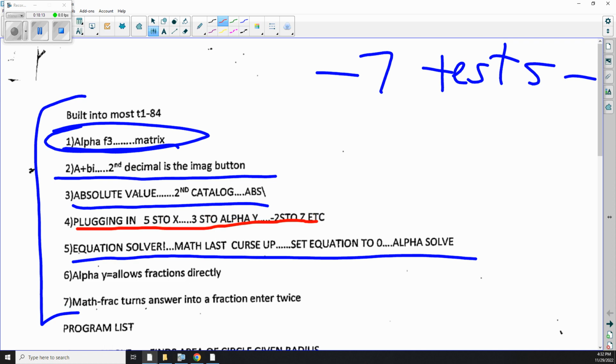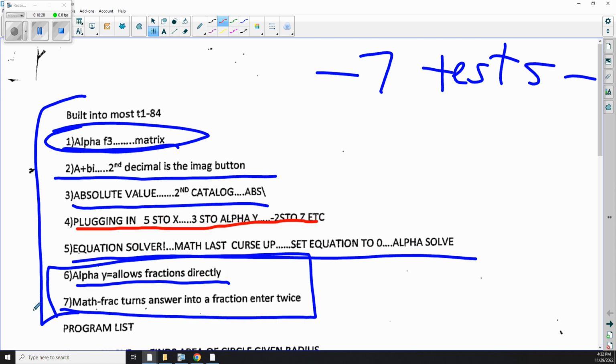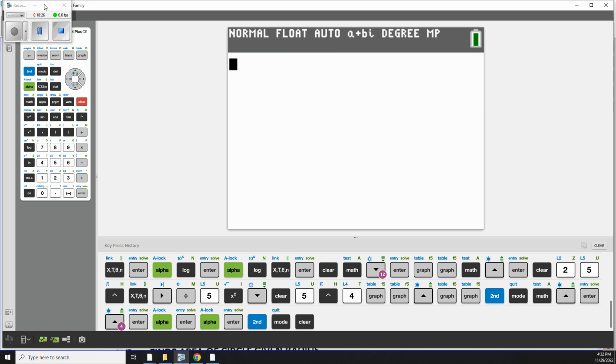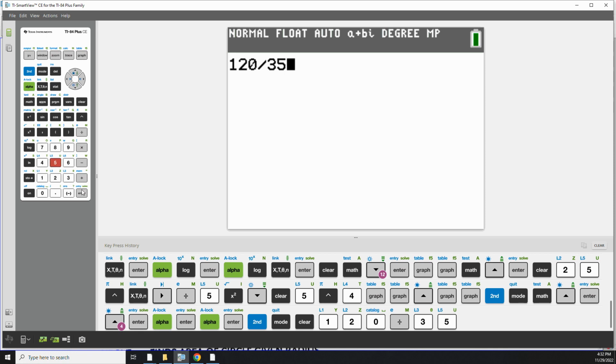Six and 7 are very much the same. Do y'all know the fraction usage? Second quick clear. Here is one of my favorite buttons. You'll hear me say it every day. What's 120 divided by 35?